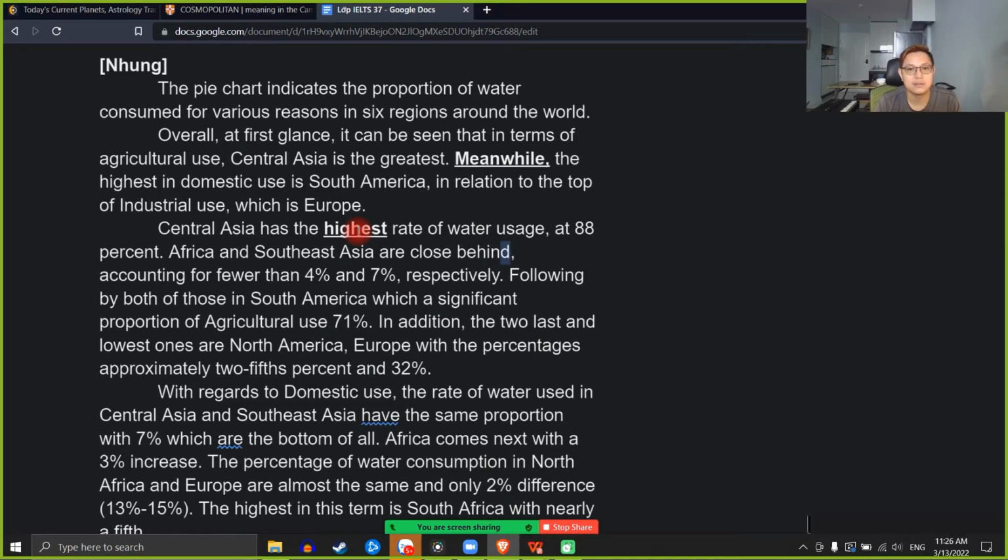Close behind. Rất là gần ở sau đó. Close behind. Accounting for field and... okay, good, rất tốt. Okay, this is a good comparison. Đây là một cái sự so sánh tốt nè. So sánh kém hơn bao nhiêu? 4%, kém hơn 7% gì đó. Tương xứng, rất tốt, very good. Very good comparison.